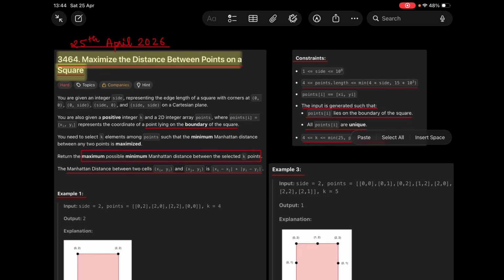Hi guys, let's solve today's Leetcode problem, and it is problem number 3464. Maximize the distance between points on a square. Okay, this is a hard problem, but let's tackle this out.